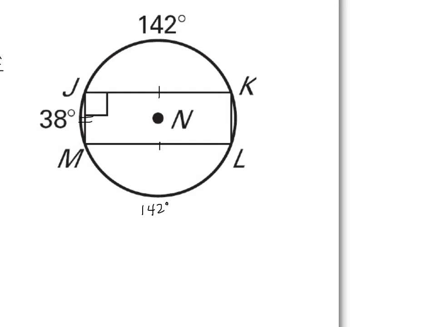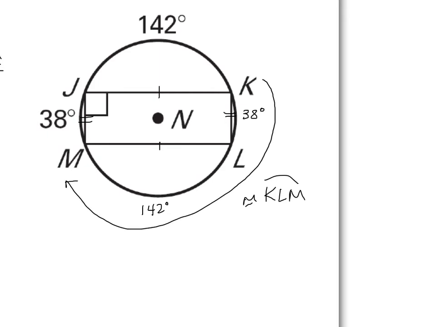And you'll notice also that these two side distances are the same. So if arc JM is 38 and the chords are the same, that means that arc KL is 38 degrees. And the directions ask for the measure of arc KLM. So I want to know from here to here to M. Well, I'm going to simply take 142 and add it to 38, which is going to give me 180 degrees for the measure of arc KLM.